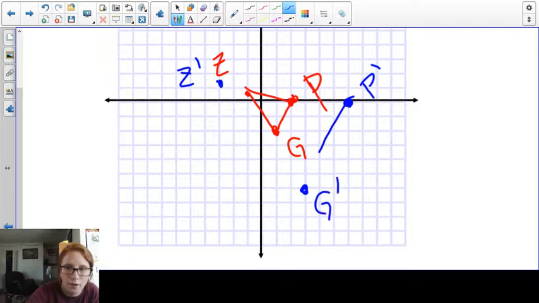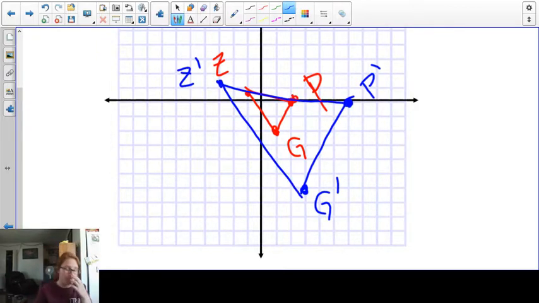And then again, I connect my dots as straight as I can. Obviously, some of these are not the greatest. I'm trying to do this on my computer. You have a little bit more stability drawing with your pencil. So there's my dilated image. Here's my pre-image in red, and my dilation image is in blue.